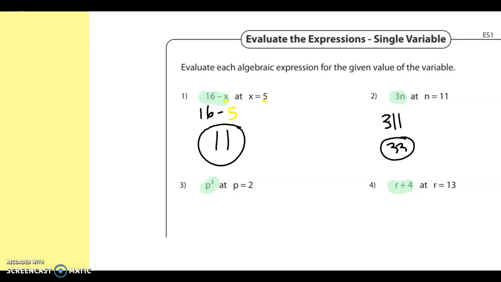Okay, this third one, p cubed. Again, I'm taking out my variable and replacing it with the value of 2. So that would be 2 cubed. Now, as far as calculating this, you could realize the function of an exponent means to repeatedly multiply. So this would be 2 times 2 times 2. That is what that means.